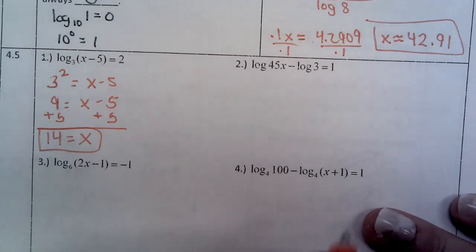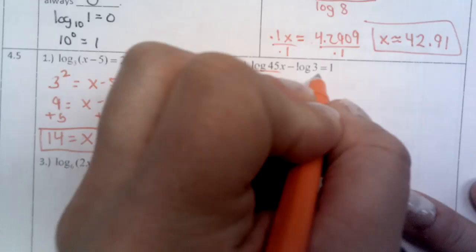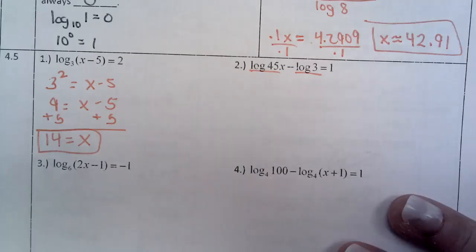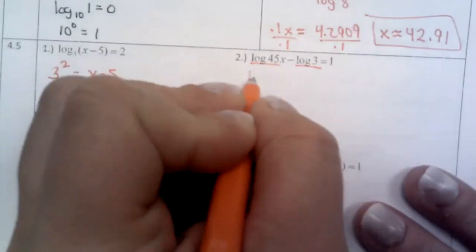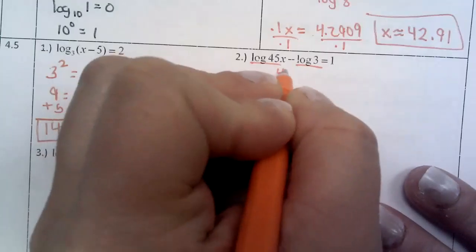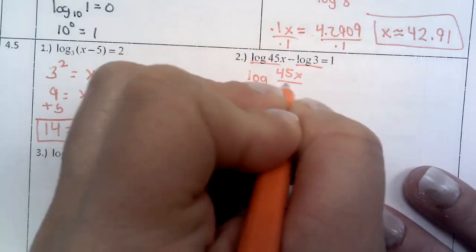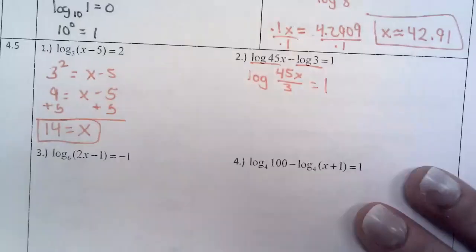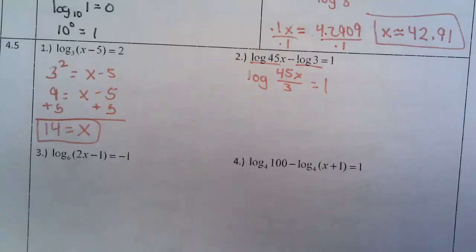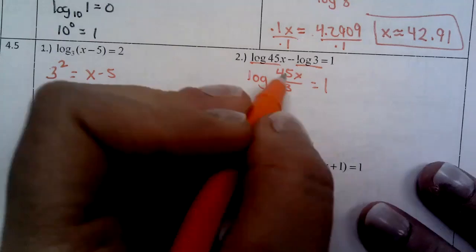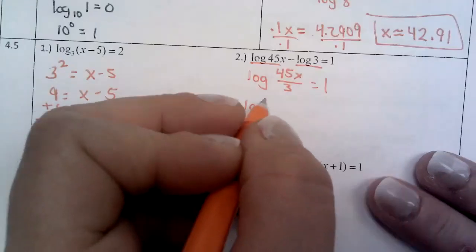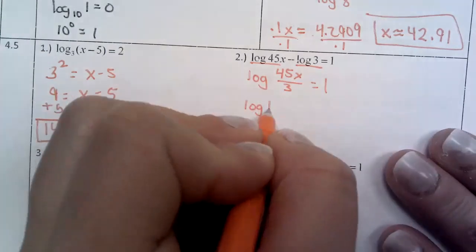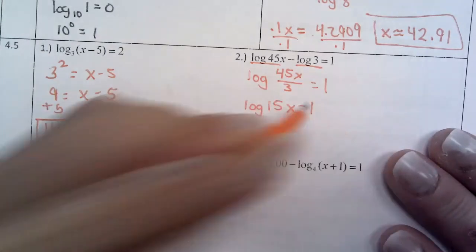This next one, the first thing I see here is 2 logs subtracted from each other. My properties of logarithms say that this is really the same thing as log of 45x over 3 equals 1. Well, what's 45 divided by 3? 45 divided by 3 is 15. 15x equals 1.